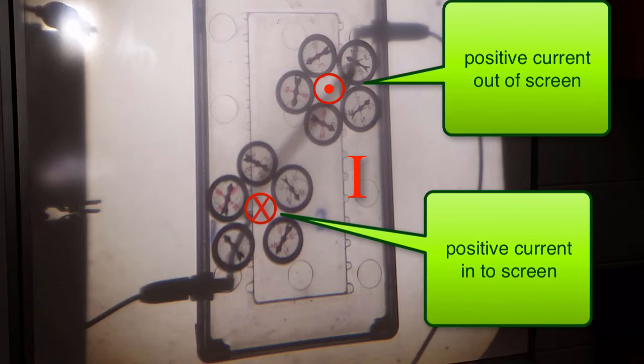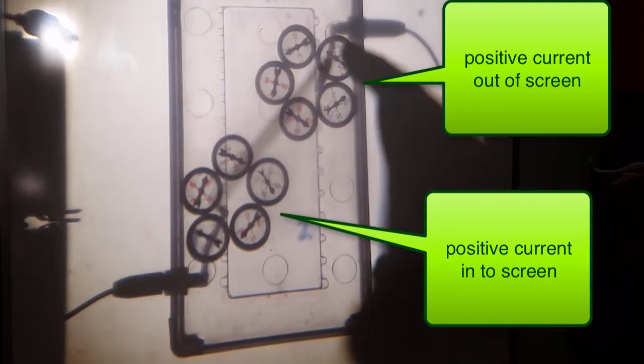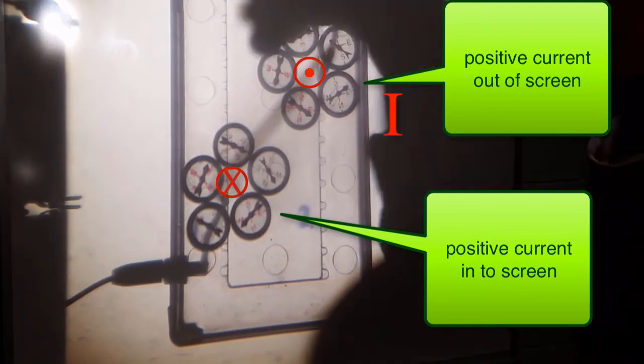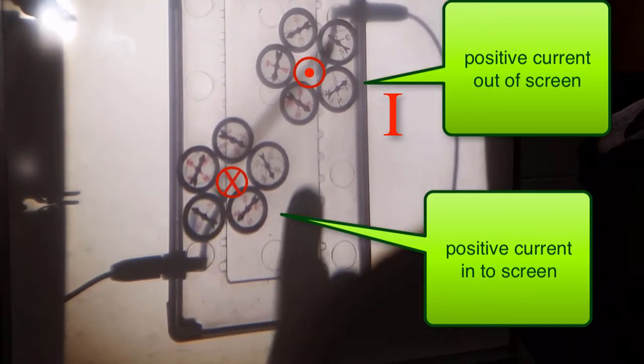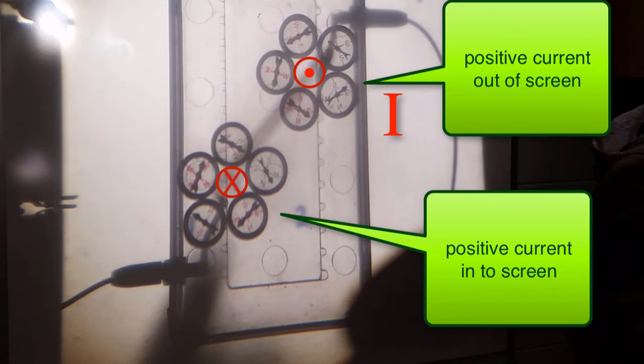You'll notice there is a difference between how these compasses are oriented where the current is coming out, and again, it's always conventional current coming out of the screen here, and between these where the current's going into the screen. What is the difference between the alignment of those compasses? Aha, where it's coming out of the screen, it's going counterclockwise. Where it's going into the screen, these compasses are all oriented clockwise.